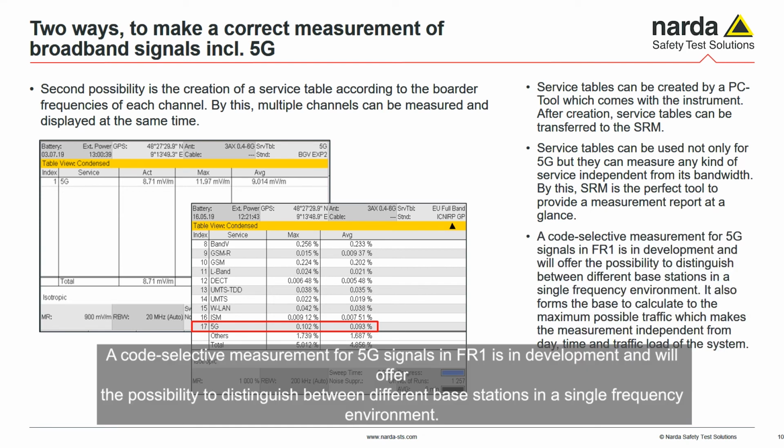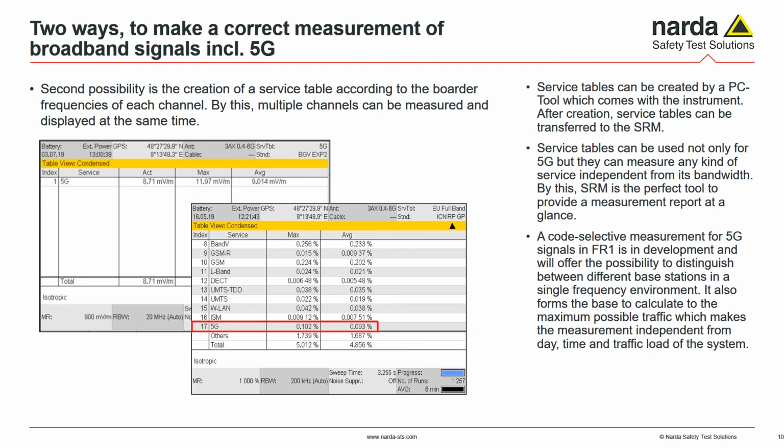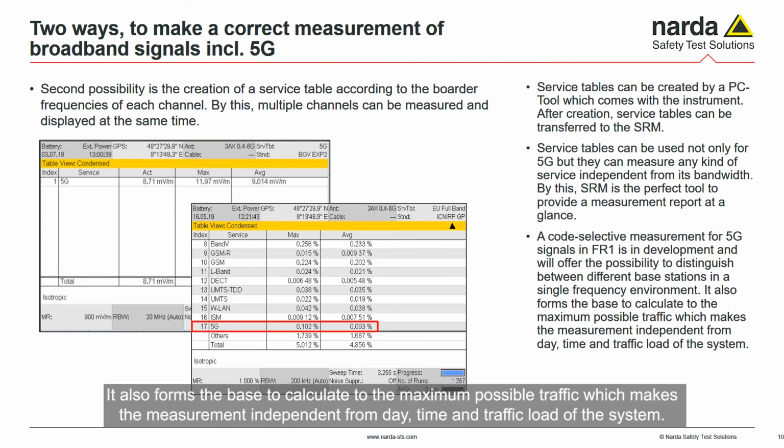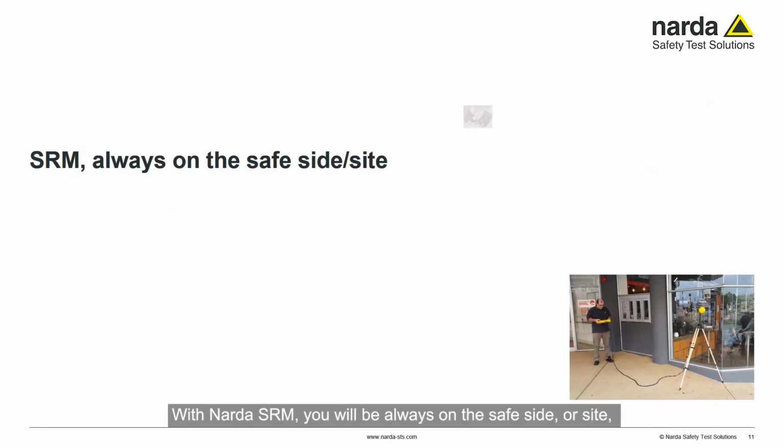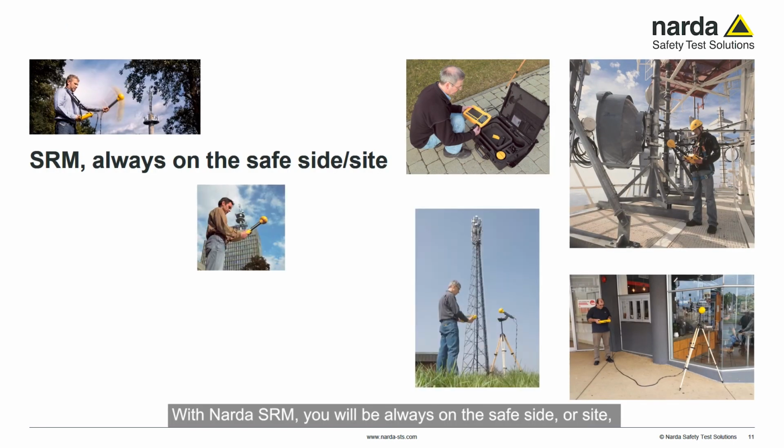Finally, a code-selective measurement for 5G signals in frequency range 1 is in development at Narda and will offer the possibility to distinguish between different base stations in a single frequency environment. It also forms the base to calculate the maximum possible traffic, which makes the measurement independent from day, time, and traffic load of the system. Last but not least, an antenna for the existing SRM 3006 is in preparation to extend the frequency range of SRM to 5G frequency range 2, which starts at 23 GHz. So with Narda SRM, you will always be on the safe side.